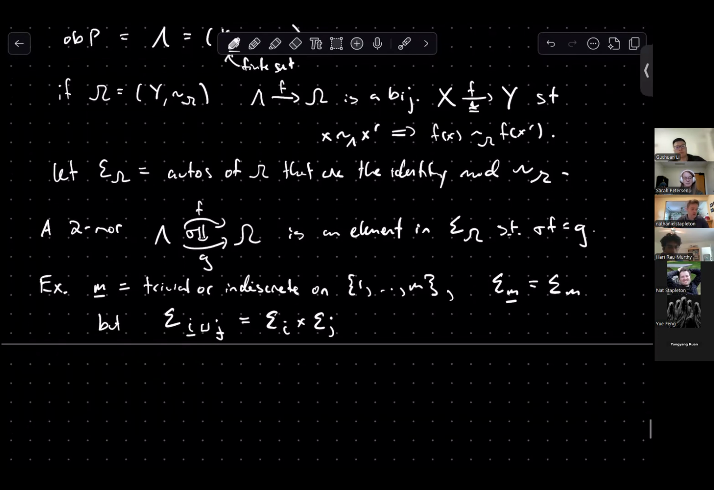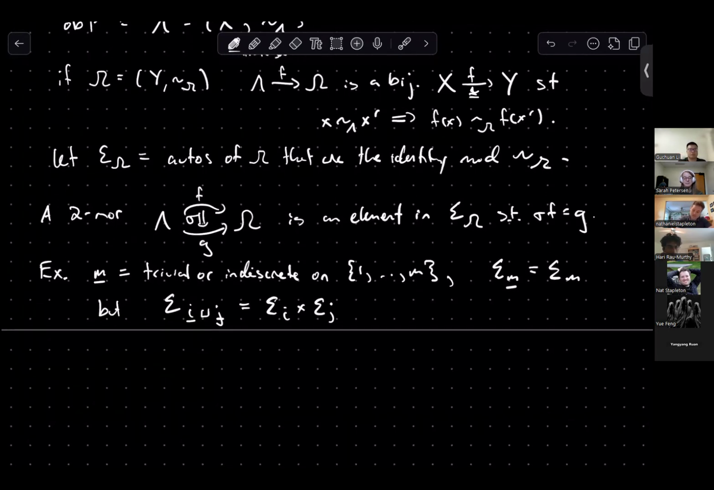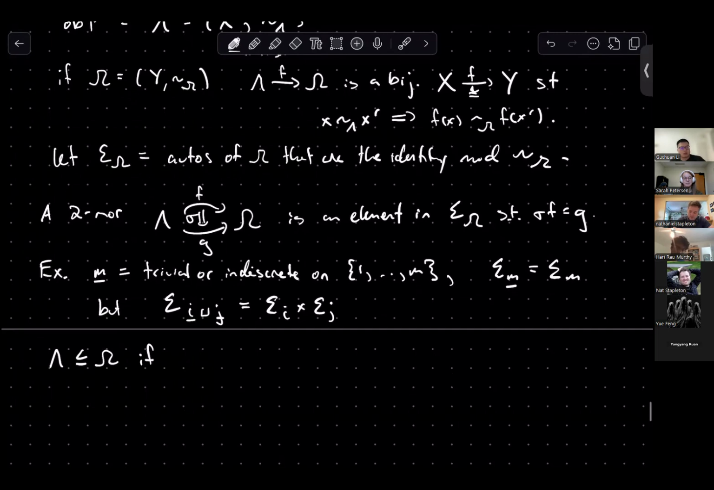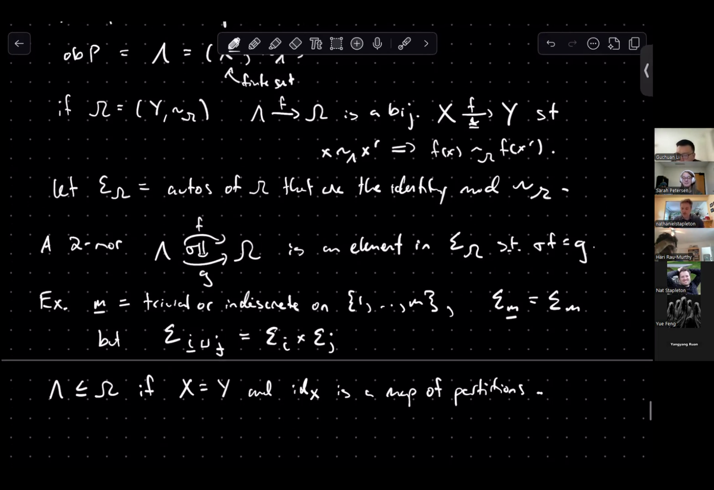So there's one other thing that I want to say about this category, which is that because there are underlying sets, there's a notion of a subpartition. So I say that lambda is a subpartition of omega, written lambda less than or equal to omega, if they have the same underlying sets and the identity map is a map of partitions. So this is supposed to be an easy category, but I know that maybe it takes some processing. So are there any questions?